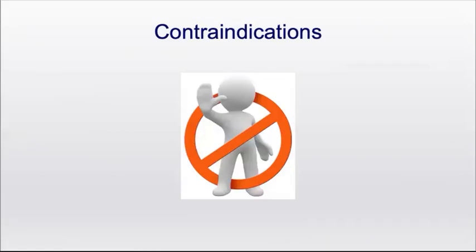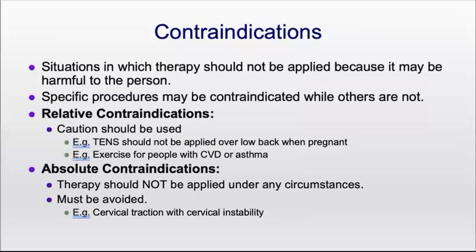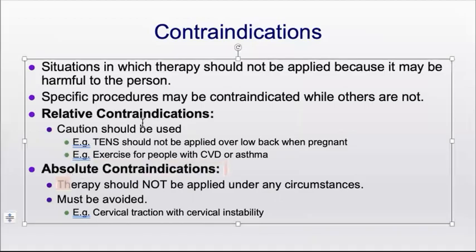The last thing we're going to discuss briefly today is contraindications. Contraindications are situations where certain treatment strategies may not be warranted because they're unsafe, ineffective, or don't have substantial research to support their usage. Okay. Specific procedures may be contraindicated while others may not be. Okay. And we've got two different levels of contraindications. We've got relative and absolute.